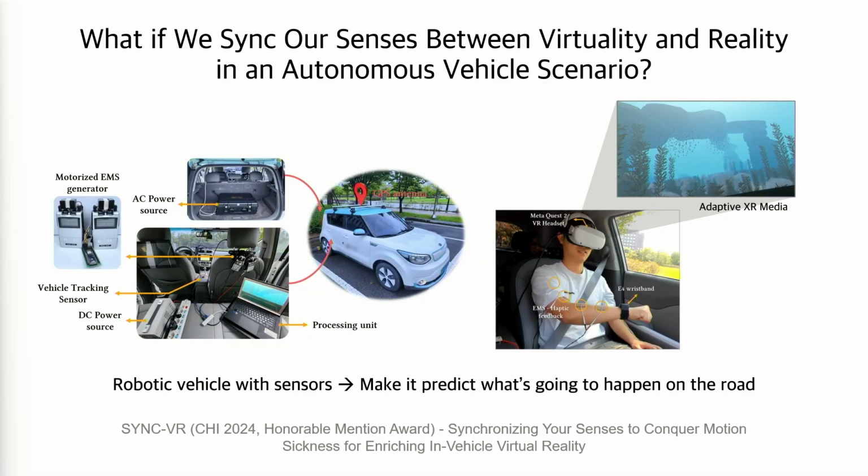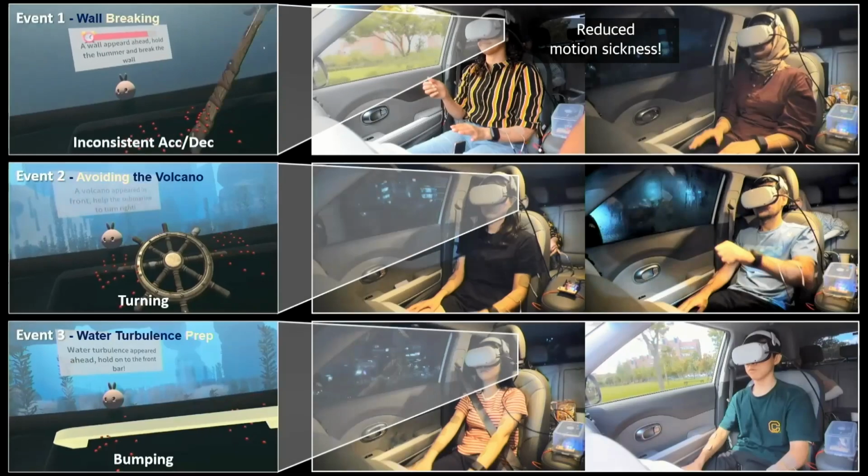As the next step, we wondered what if we synchronize all these senses between the virtuality and the reality in autonomous vehicle scenarios. So we implemented some robotic systems with multimodal sensors. It is almost an automated vehicle system with the same sensors. We make it predict what's going to happen on the road a second in advance. Then we can generate some adaptive XR media for this kind of in-car VR system.